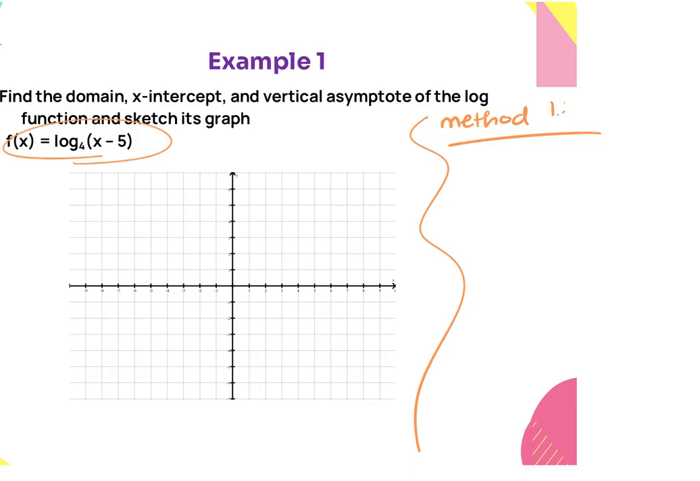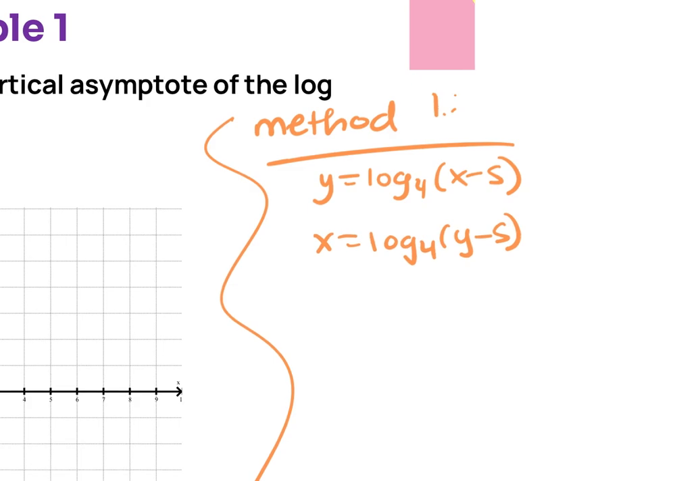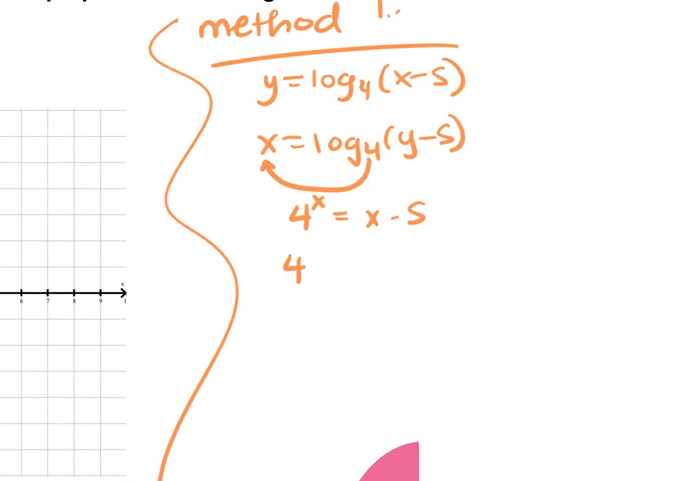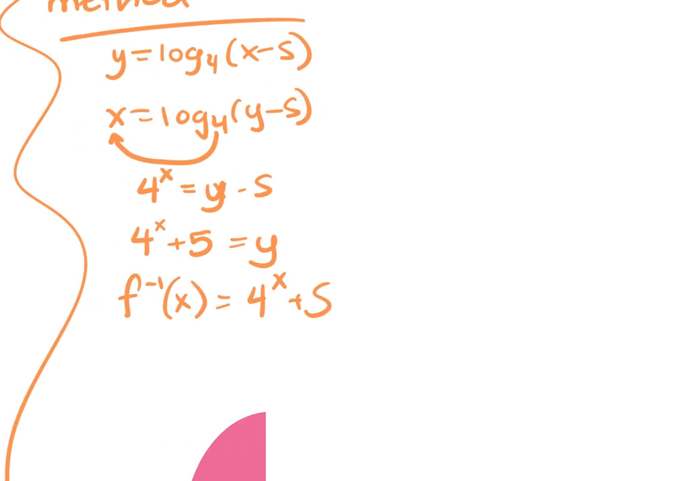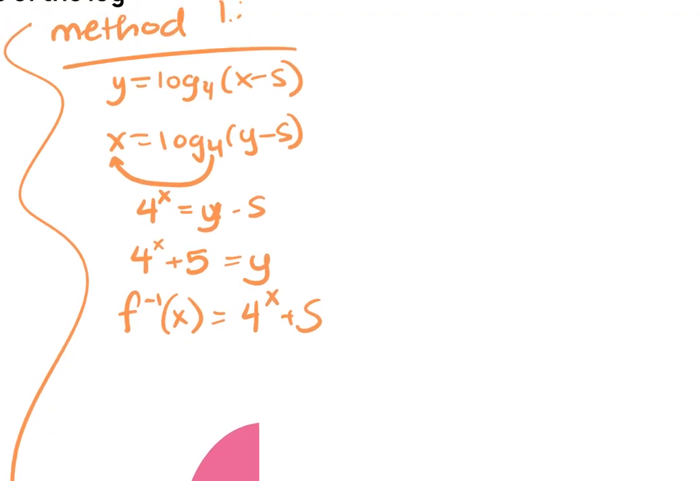To find the inverse of the function, I'm going to make it y equals log base 4 of x minus 5. And then switch the x and y because we're finding the inverse. Now we want to solve for the new y. So the 4 is going to pick up the x, and then I'm going to add the 5. Oop, this is y. And so f inverse of x equals 4 to the x plus 5. So that whole process is finding the inverse.